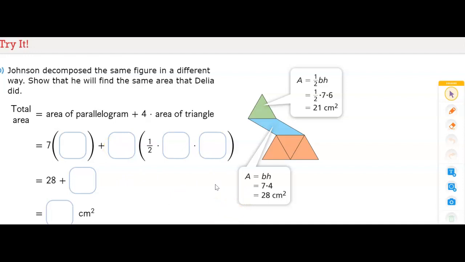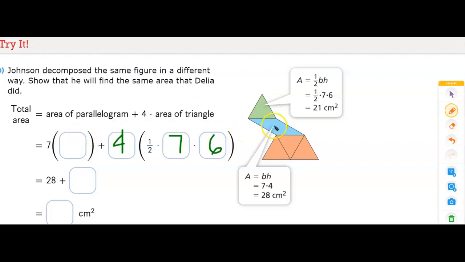The parallelogram is base times height. So we have the triangle. I want to start with the triangle. So we have a total of 1, 2, 3, 4. So that's where this 4 comes from. So that 4 is also going to go here. And then the half comes from the formula for a triangle here, and then base and height. So they're all the same shaped and sized triangles, so the numbers are going to be the same for each one. So it's 7 and 6.